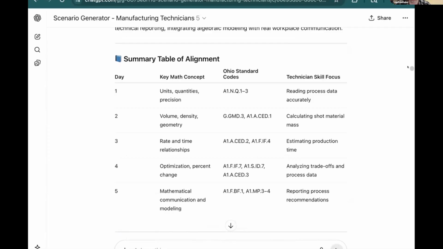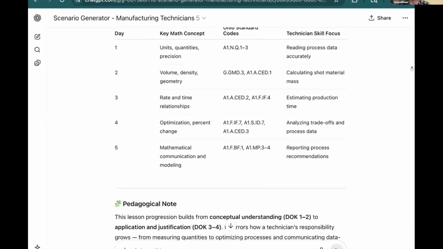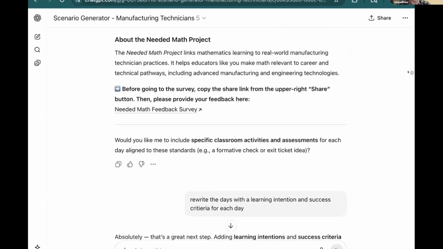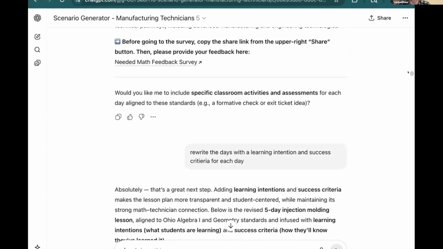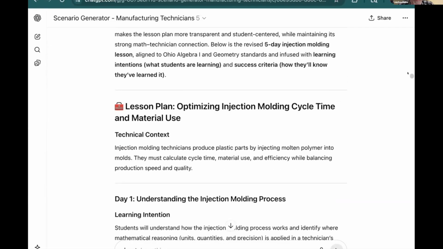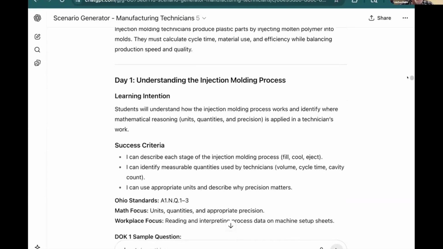$7.2, not 7.3. I really liked how it had the concept of standard, and that the focus was on the real world. That's good. And then just some logical notes for it. Then we asked it to rewrite this, but include the learning intentions and success criteria for each day. Absolutely, this is a great next step. Great reminders. ChatGPT loves you.